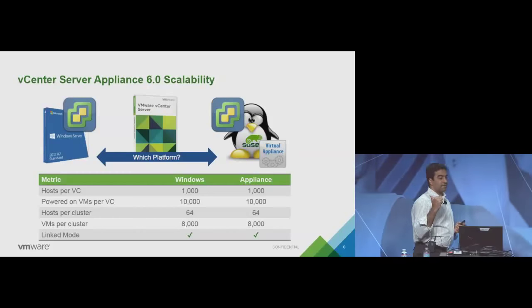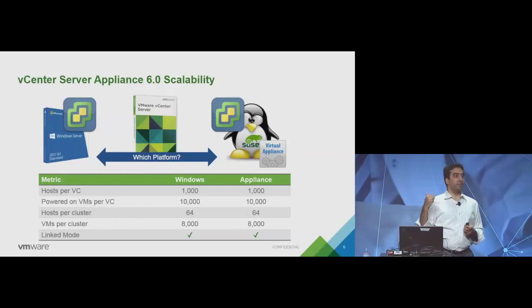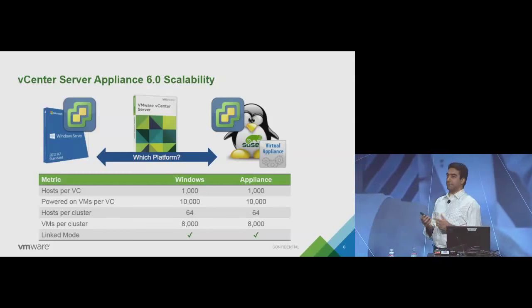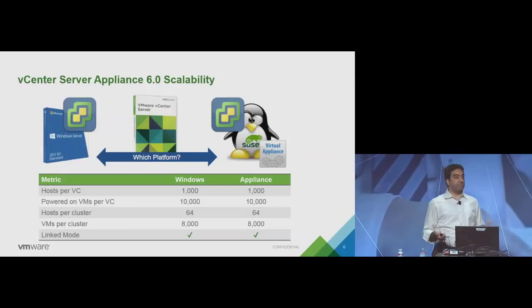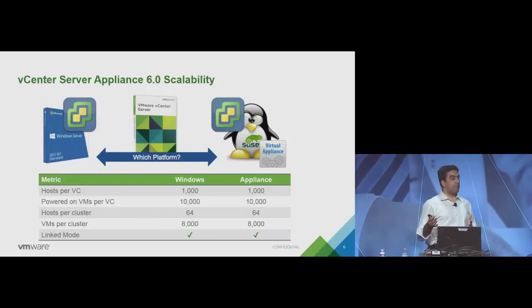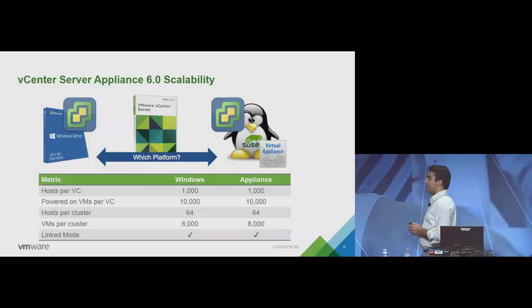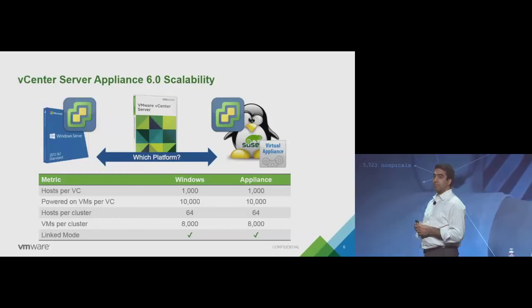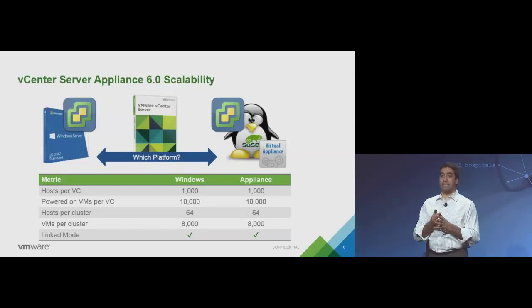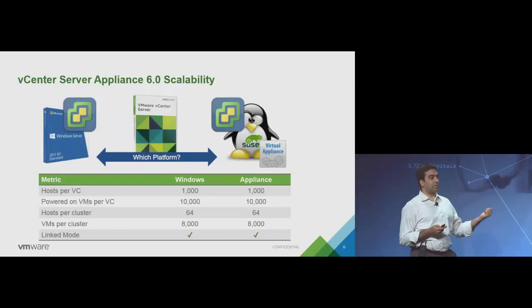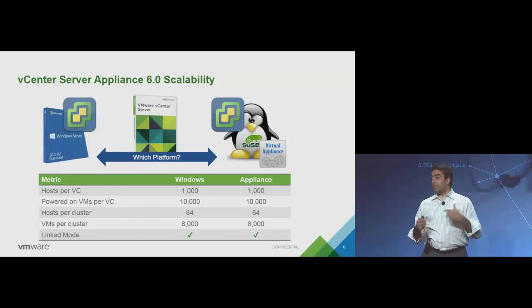In terms of scalability, as you can see, we have brought the appliance to scale parity with Windows. In terms of the usual scale numbers, hosts per VC and number of VMs per cluster, the published numbers are the same as Windows vCenter. Also, there was a big gap before around linked mode. People who don't know, linked mode gives you visibility across multiple vCenters. This feature was earlier available only on the Windows version of vCenter because we used a Windows-specific technology. But now we have rewritten linked mode, so it can be used across the board.